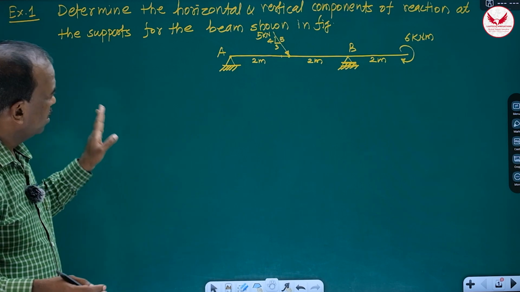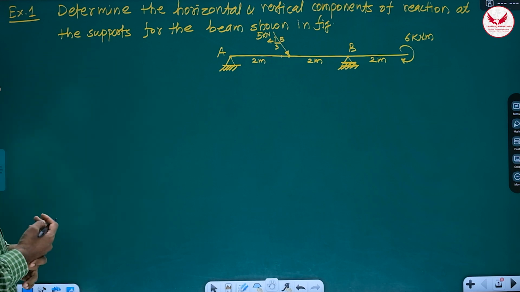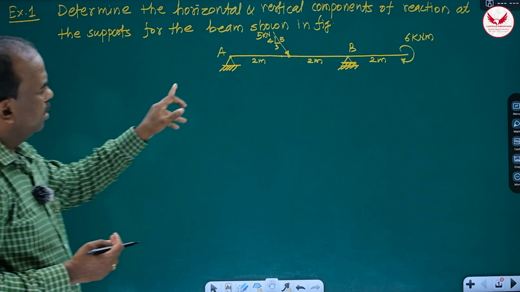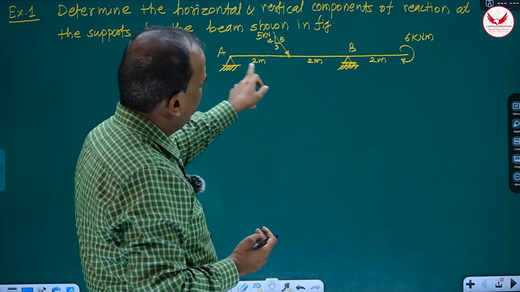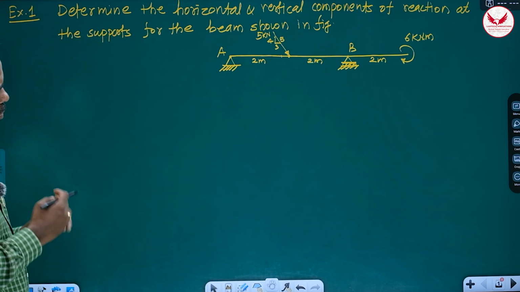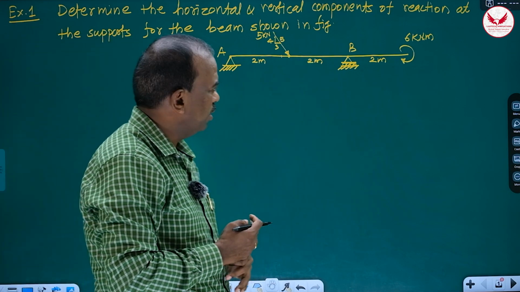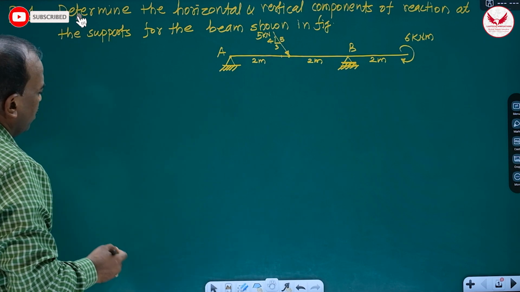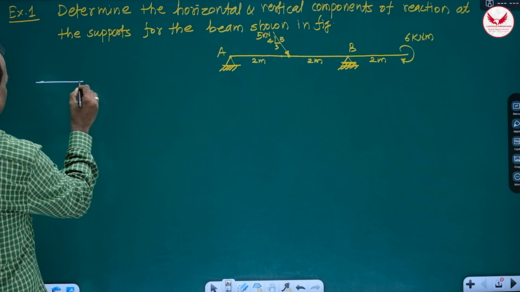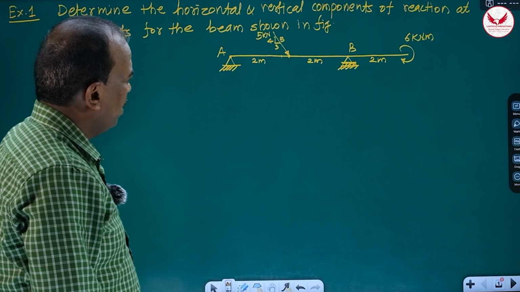Now this is the very first example which we are going to see. Determine the horizontal and vertical components of reaction at the supports for the beam shown in figure. At A there is a hinge support, at B there is a roller support. Hinge support is always replaced by two reaction components and roller support is replaced by a single reaction component which is going to be perpendicular to it. Then how to solve it? Now observe carefully this procedure. Probably beam is one of the most simple examples in the mechanics paper.